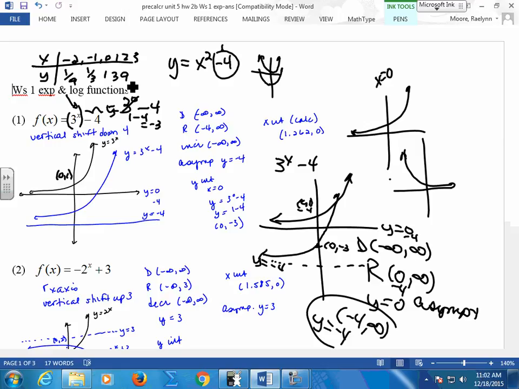I'm still not understanding what you mean by 0. To make the y-intercept? Yeah. The y-intercept, x is always 0, because that's this line here. So where does it cross my y-intercept? When x is 0, what is y?